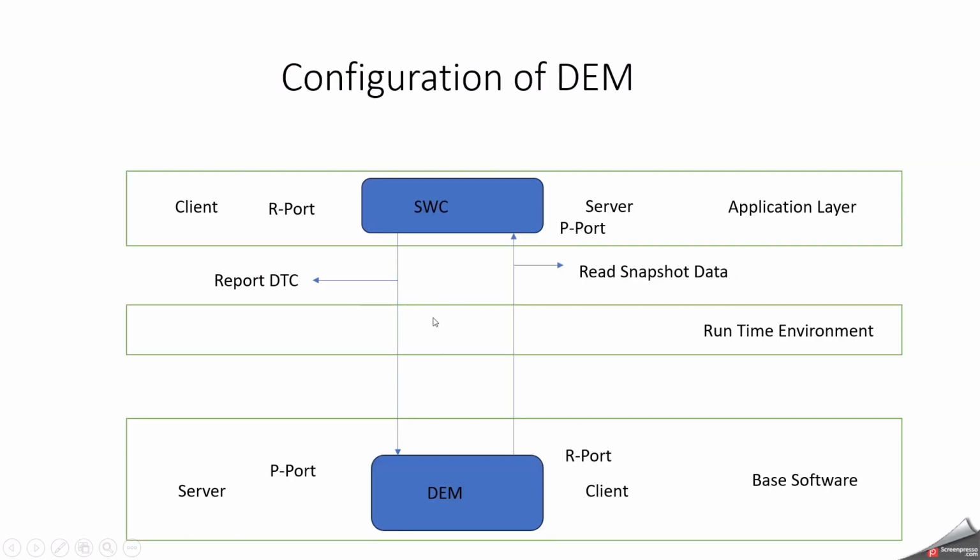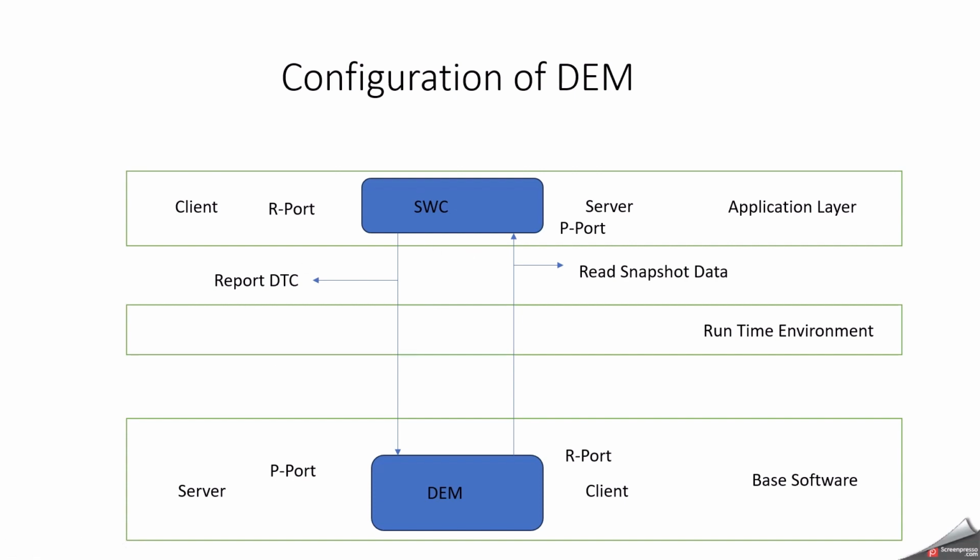If you see the Autosar configuration in the case of counter based, generally the software component will act as a client. That means here I have taken an example, this is the base software and this is your application layer. In that case, your application software component will act as a client and your DEM will act as a server. But in the reverse case, whenever you want to read snapshot data, at that time your base software DEM acts as a client and the application software component will act as a server. This is one example of how exactly the client server activity will happen whenever you want to report an event.